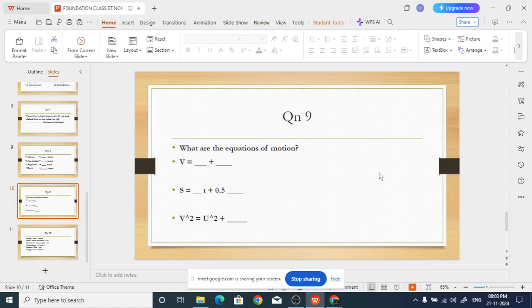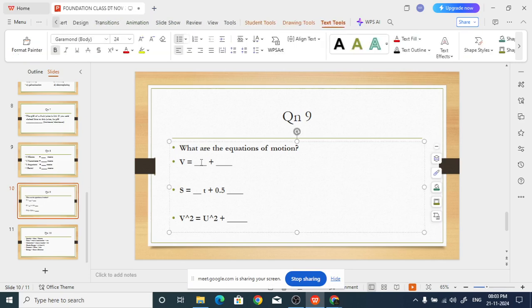So there are equations of motion. You must have studied equations of motion. What are the equations of motion? Do you remember that? V equal to? Oh, you have forgotten everything, I think. Whatever you have studied, you have forgotten. V equal to U plus AT.